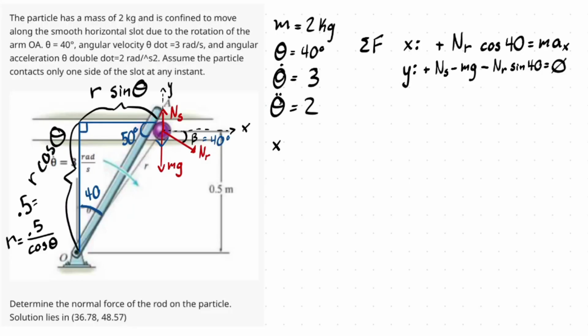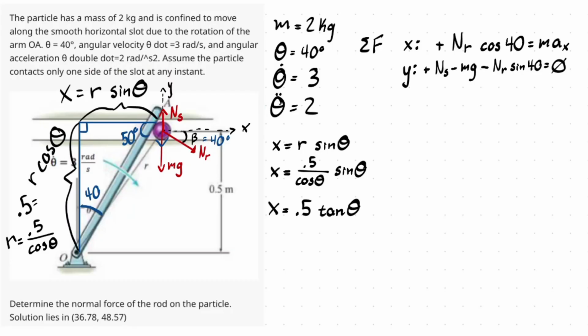And then now let's plug in r, because this is equal to our x value. Because as we go, this x value is always going to be r sine of theta, just because this triangle is laid out. So if x is always equal to r sine of theta, and r is always equal to 0.5 over cosine theta, then x is equal to 0.5 divided by cosine theta times the sine of theta, which we can simplify as 0.5 tangent of theta. All right, so we have an equation for x in terms of tangent of theta.